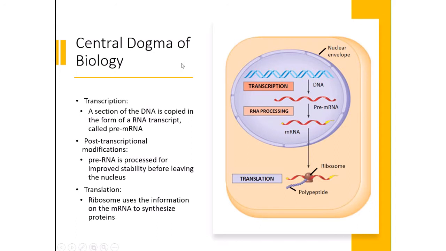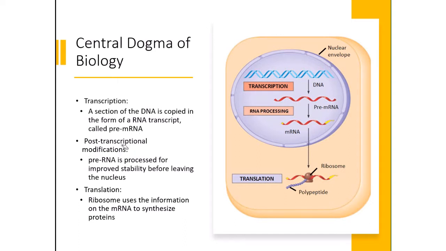We talked about the central dogma of biology some time ago, and just to reiterate, what that means is we start with DNA, the genetic material in the nucleus, and we make a copy of that in the form of something called mRNA. That process is called transcription. After you create the RNA, we actually call it a pre-mRNA because it's not quite ready to exit the nucleus yet. So we're going to make some modifications to it in a process called post-transcriptional modification.